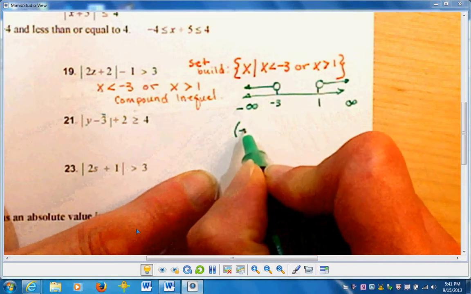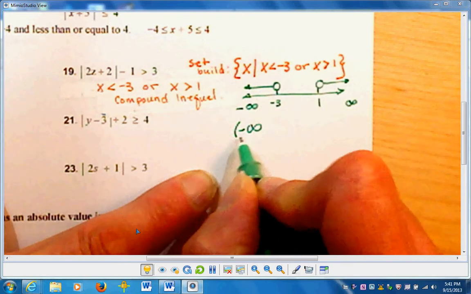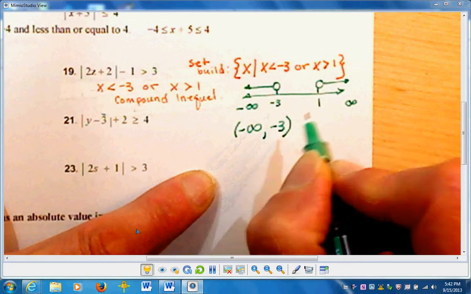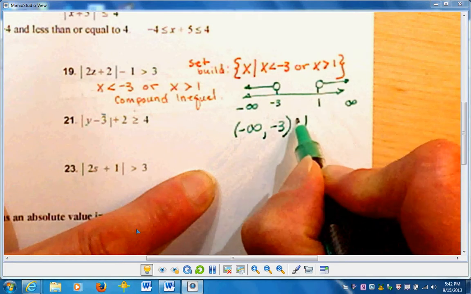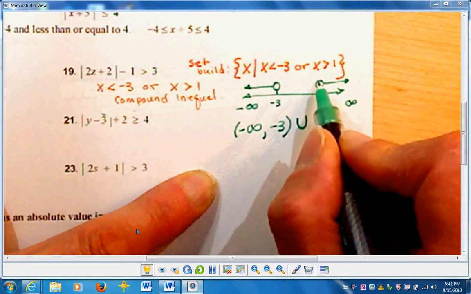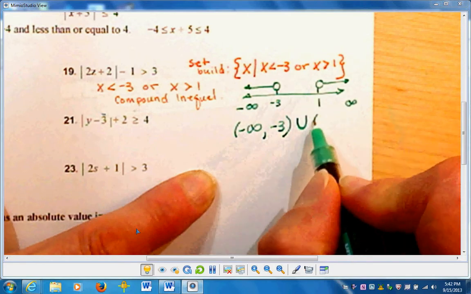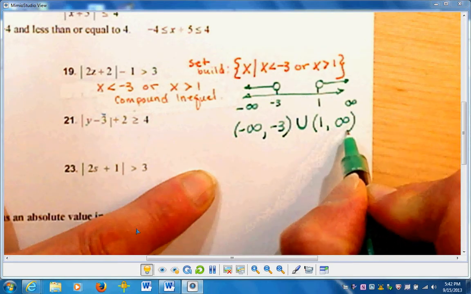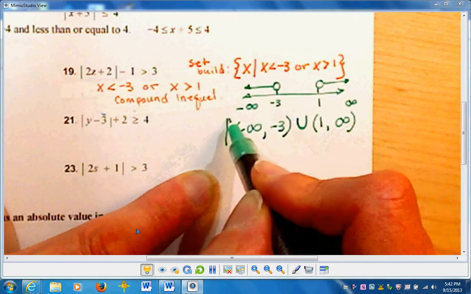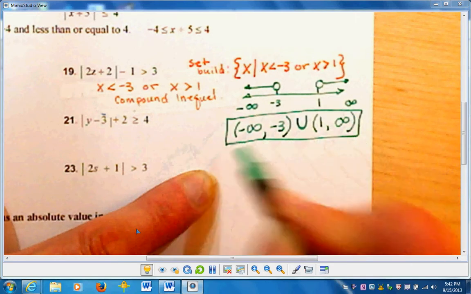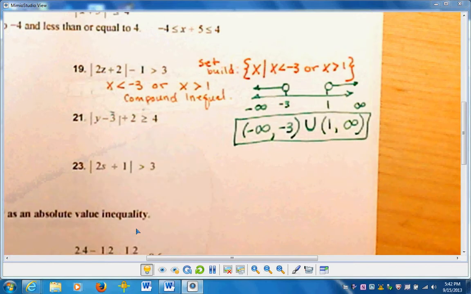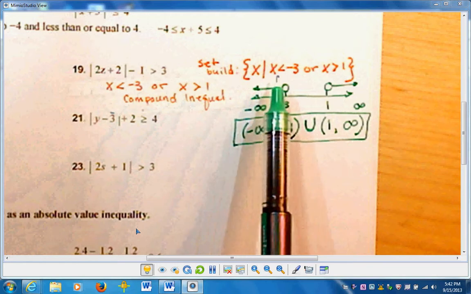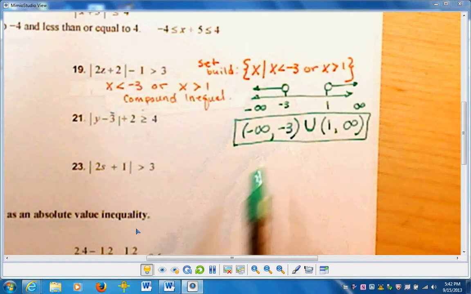So I'm going to start at -infinity, not including. I'm going to go to -3, not including, or, okay, there's like a big pit I have to jump over here, and that's what that is. I'm going to start at 1, and I'm going to go all the way to infinity. So this is my interval notation right here. So that would be interval notation. So we have how we write it as a compound inequality, how we write it as set builder, and how we write it as interval notation.